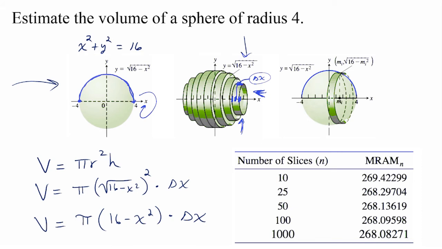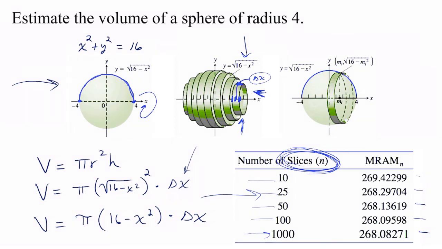And again, looking at our chart, as you increase the number of cylinders, or in this case the number of slices, number of discs, you're causing delta x to get smaller and smaller, allowing you to have more subdivisions. And the more subdivisions that you have, you can see that your volume is getting closer and closer to the true volume of the sphere of radius 4.